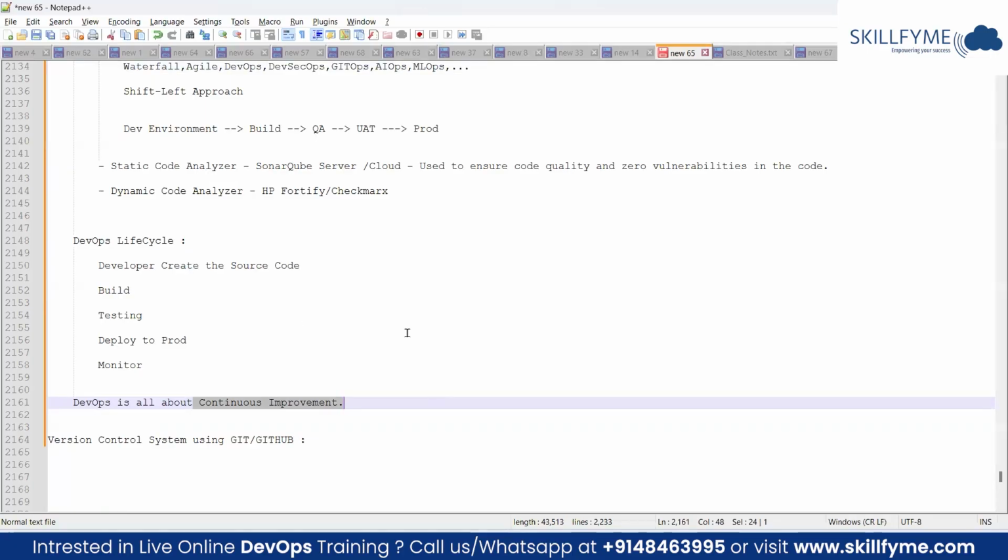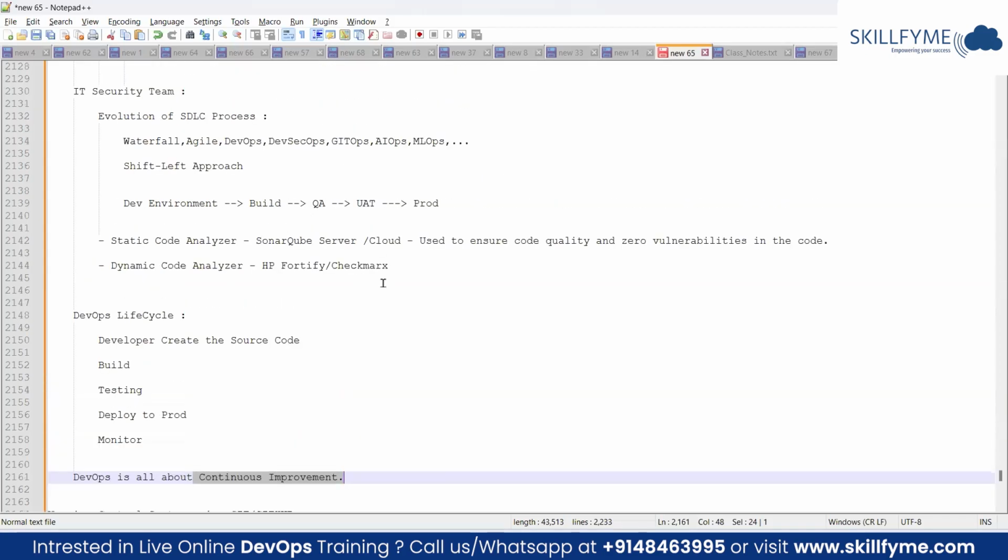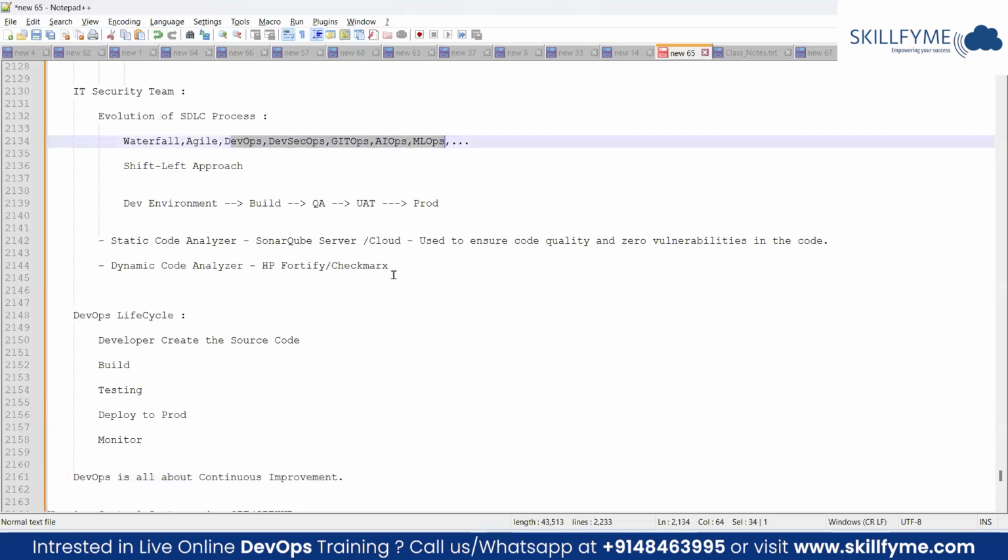So for any DevOps resource, you should have a continuous learning ability. Don't just stop at once. If you learned about Docker and Kubernetes, that is not the end. You have to continuously learn things. You have to adapt to new tools and technologies so that you can retain yourself in this field.